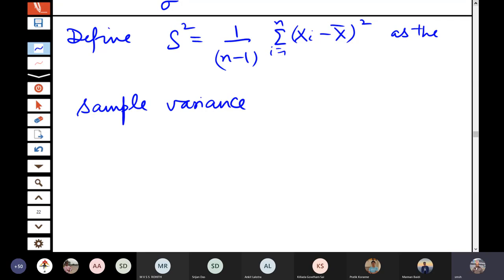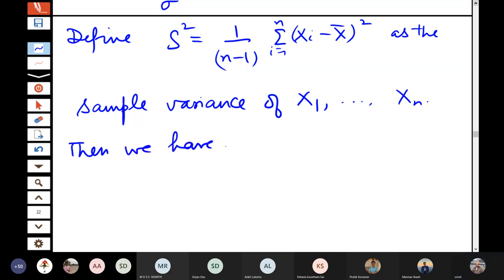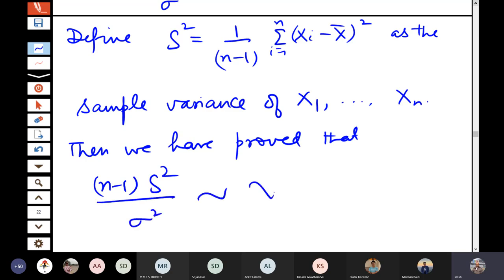So we define this s square as a sample variance of x1, x2, xn. Then what we have shown is that (n minus 1) s square by sigma square follows chi square n minus 1. So this establishes chi square firmly as a sampling distribution when we are sampling from a normal distribution.